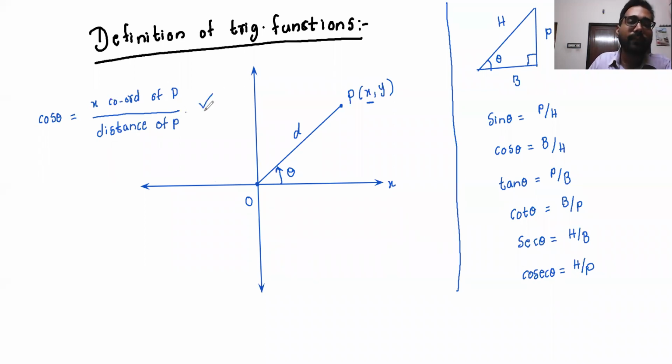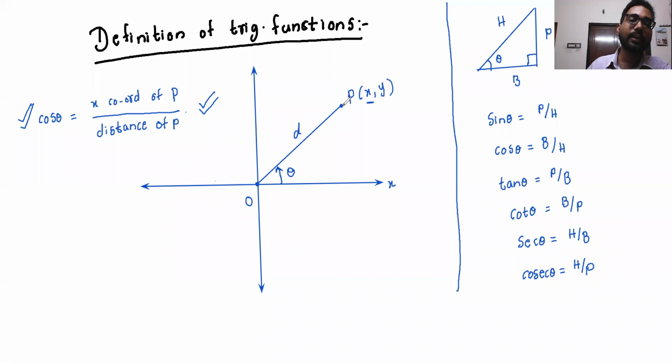And now this definition we can extend for any angle. Even if theta is 0, even if theta is 90, even if theta is more than 90, we can always use this definition. So we can use this definition anywhere, and we don't have to worry whether it is a right angle triangle or not. This is the actual definition of cos theta.